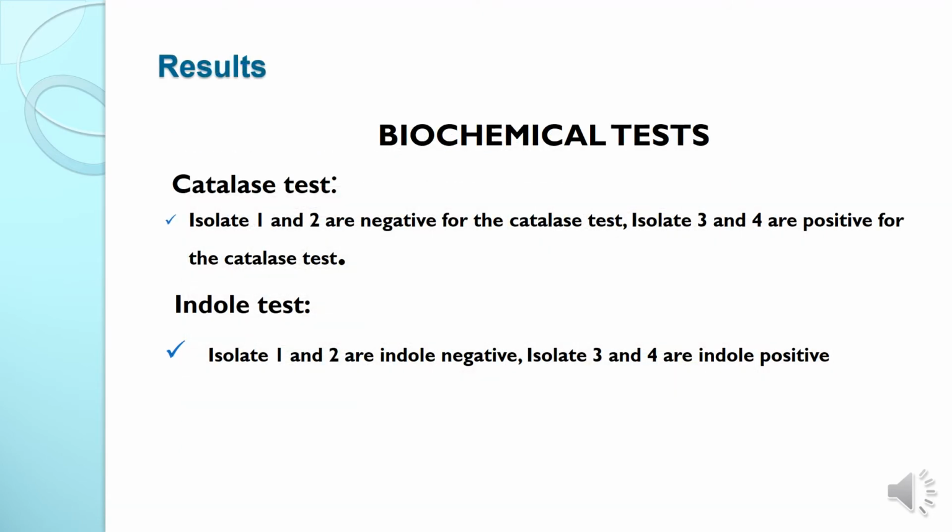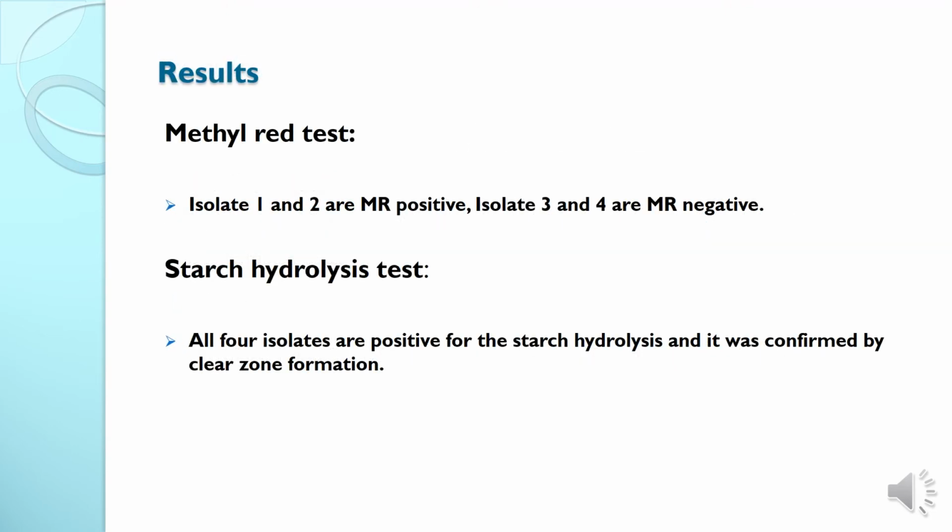Biochemical test. In this we do catalase test. Isolates 1 and 2 are negative for the catalase test. Isolates 3 and 4 are positive for catalase test. Indole test. Isolates 1 and 2 are indole negative. Isolates 3 and 4 are indole positive. Methyl red test. Isolates 1 and 2 are MR positive. Isolates 3 and 4 are MR negative.